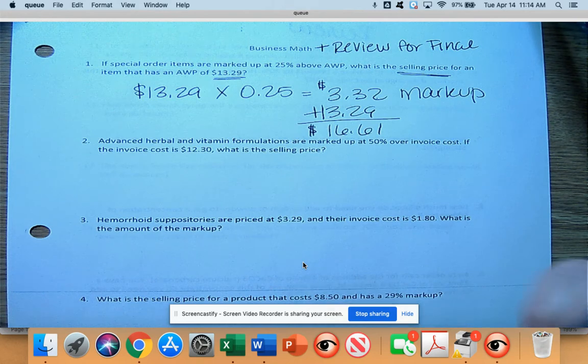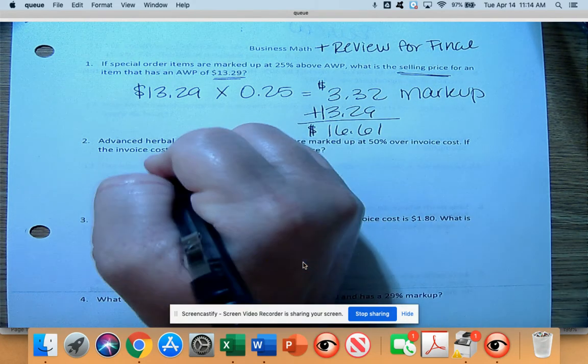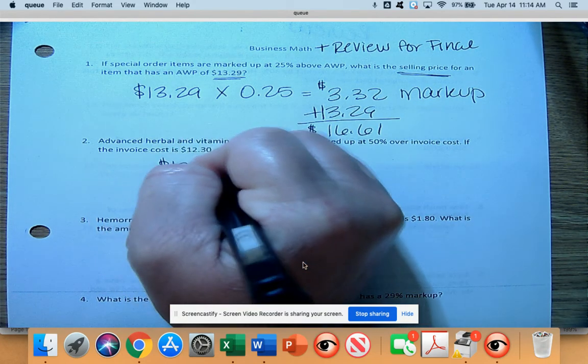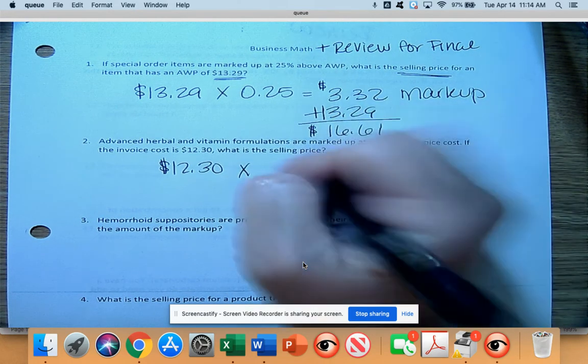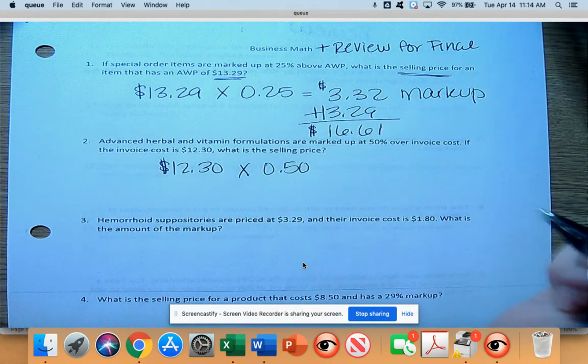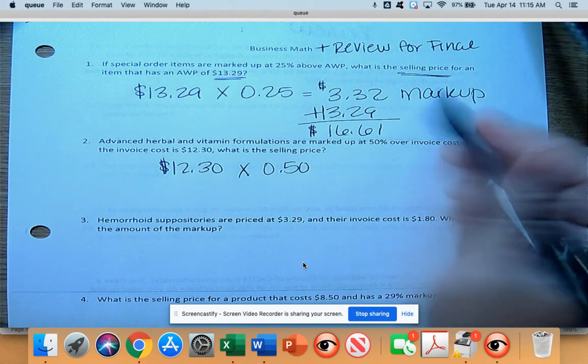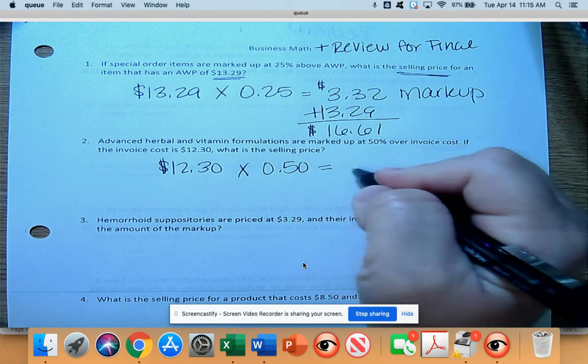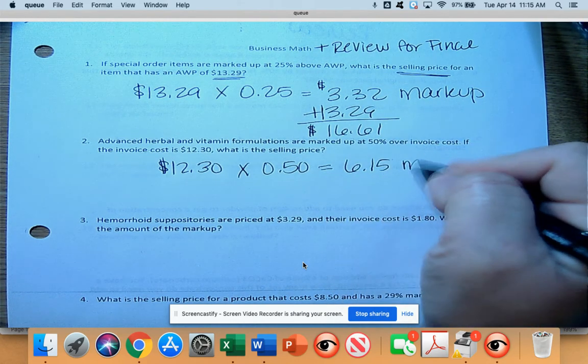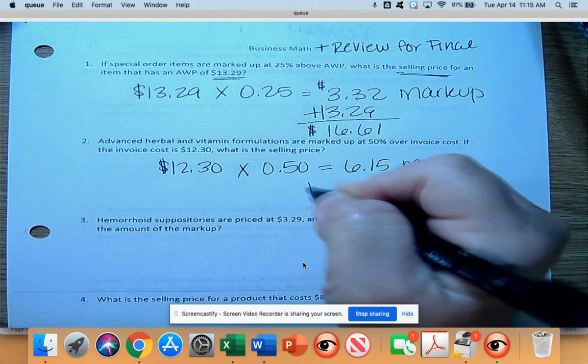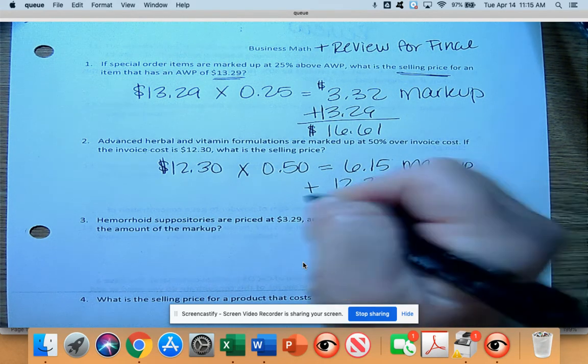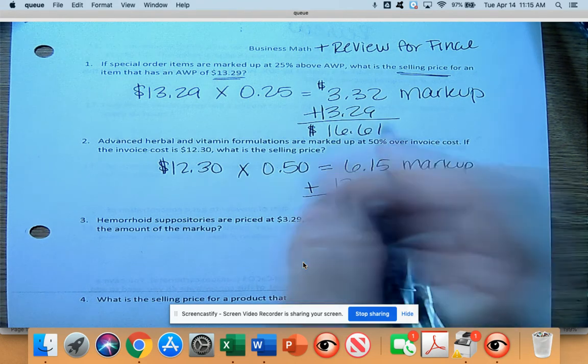And let's look at number two. Advanced herbal and vitamin formulations are marked up at 50% over invoice cost. If the invoice cost is $12.30, what is the selling price? So same concept here. We're going to take our $12.30, however you feel comfortable getting it. I choose to multiply, change my percent to a decimal. So 0.5 is the decimal here. So my markup is going to be $6.15. And then again, I have to add in my invoice cost here to get my total selling price.